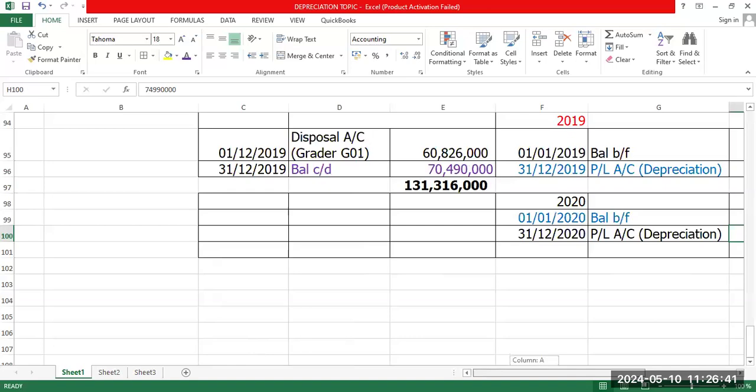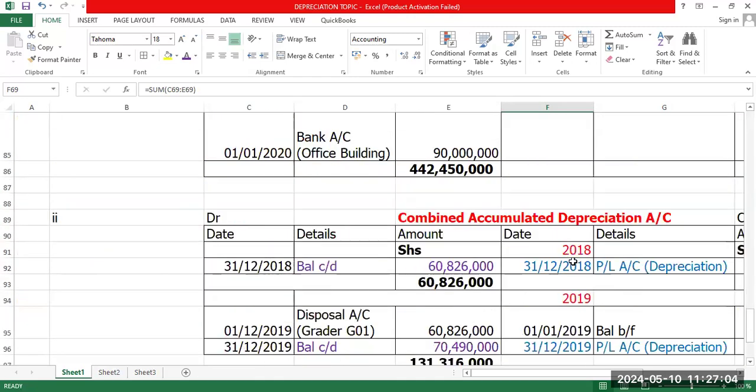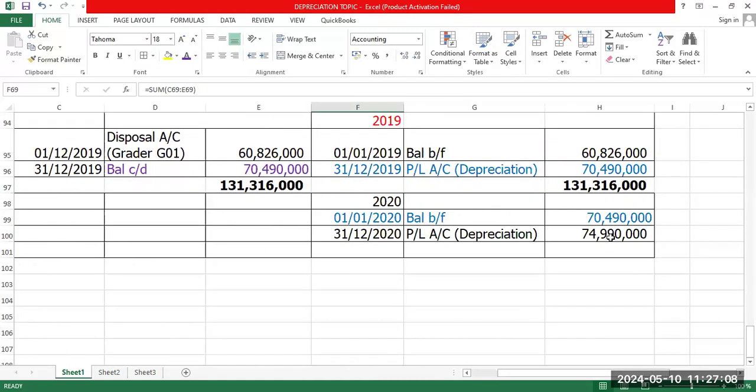So you come back here to your depreciation statement and you ask yourself, what is the total depreciation for 2020? 2020 is here. So what is total depreciation for 2020? It is this plus this, which gives you this. So this is the one you record. This is the one you record here. Are you okay now on this? Yes.